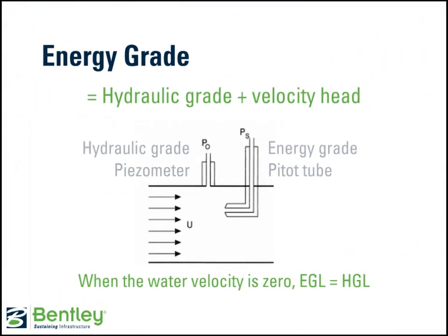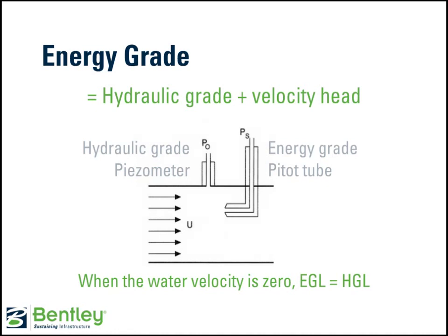The energy grade is the sum of the hydraulic grade and the velocity head. This grade is the height to which a column of water would rise in an instrument called a stagnation tube or a pitot tube. In the image, the piezometer, which shows hydraulic grade, is on the left, and the pitot tube, which shows the energy grade, is on the right. It makes sense that when the water velocity is 0, the energy grade is equal to the hydraulic grade.